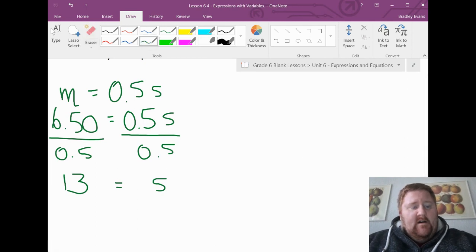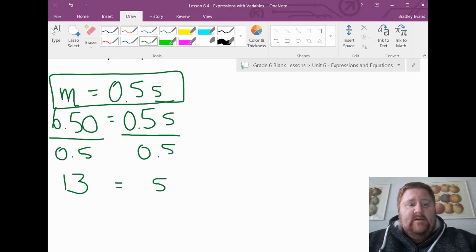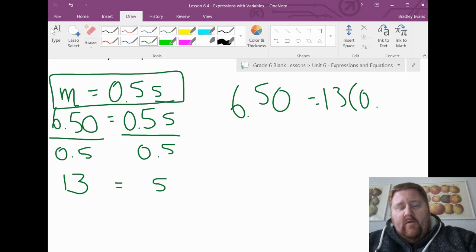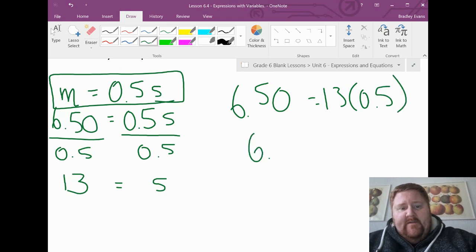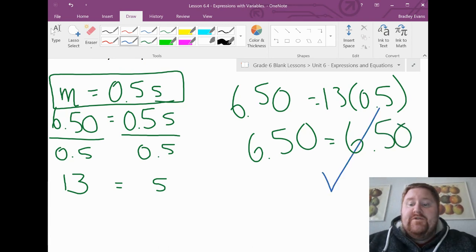Now, of course, we want to be able to check that our answer is correct. So now we have our equation here. M, the amount made, is half times S. We think S equals 13. So let's try. 6.50 was what he made, equals 13 times 0.5. 6.50, and if we half 13, equals 6.5. Therefore, our solution is correct.